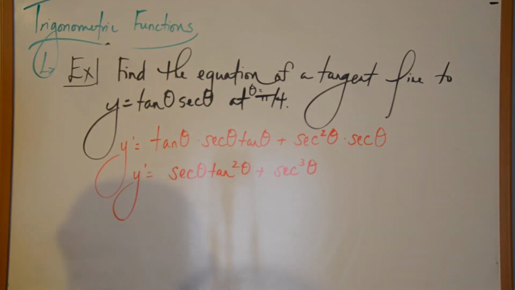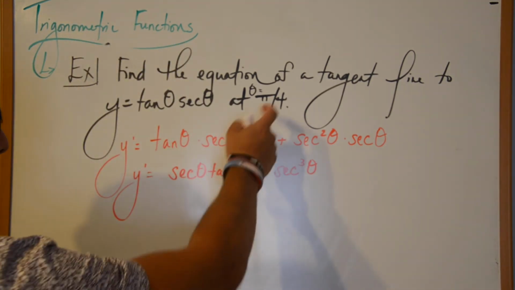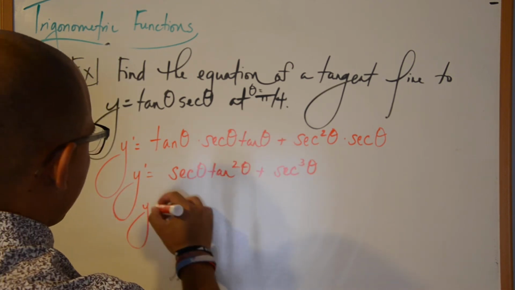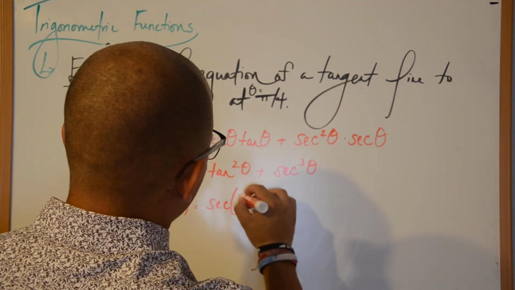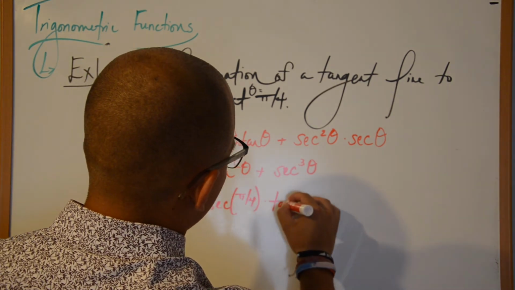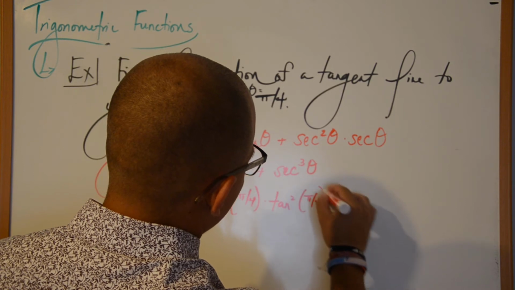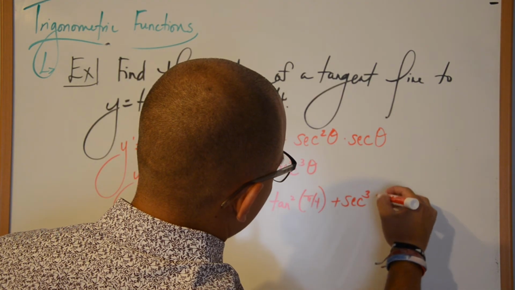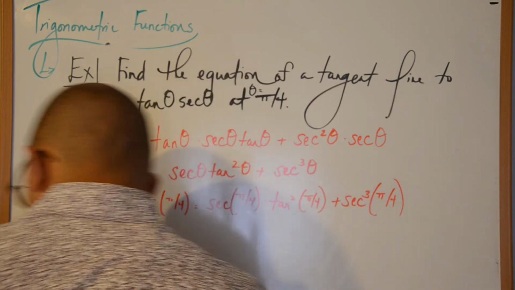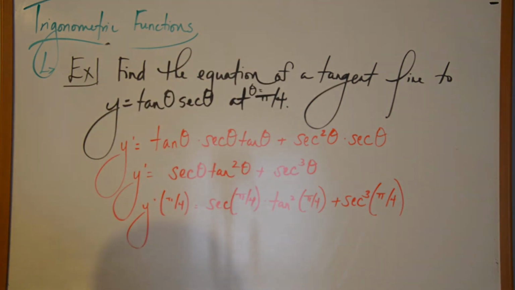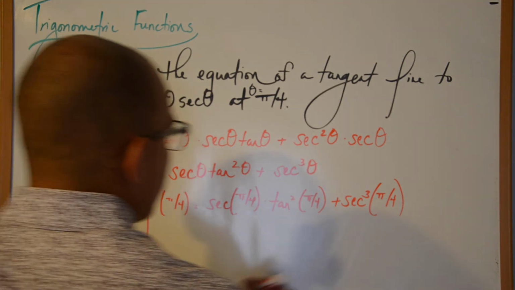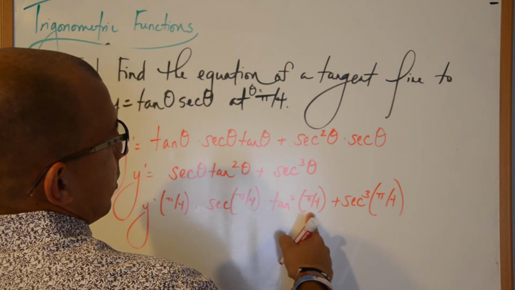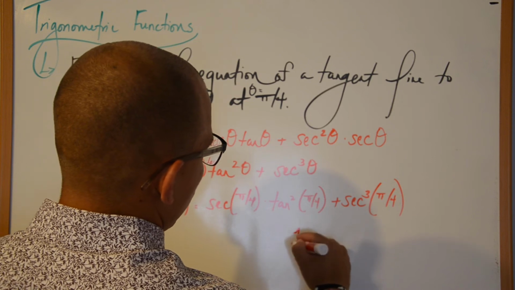So remember, what does the first derivative give us? It gives us the slope of the tangent line at this particular data value. So y prime of pi over 4 is going to be secant pi over 4 times tangent squared of pi over 4 plus secant cubed of pi over 4. At this point, you should be able to figure out what those values are for tangent and secant. Pi over 4 is the 45-degree measure, so we know that tangent is going to be a 1 no matter what.